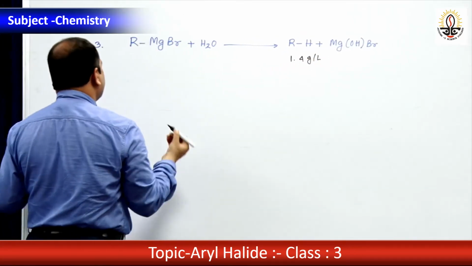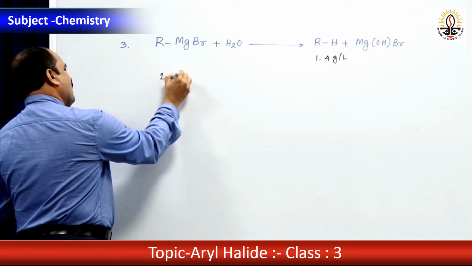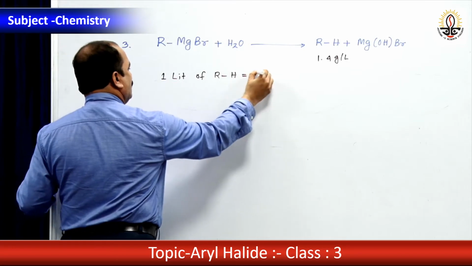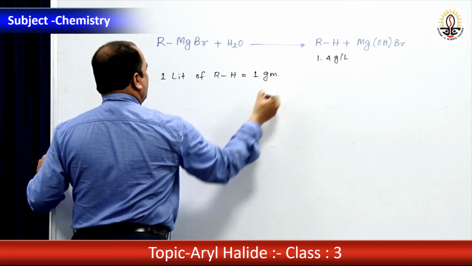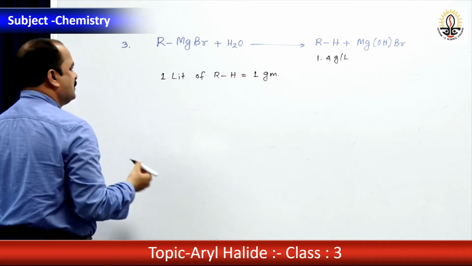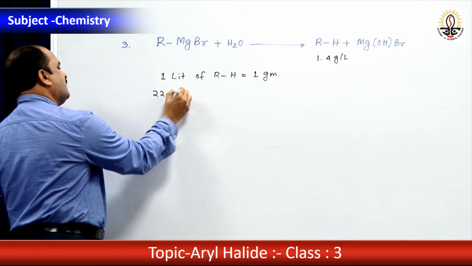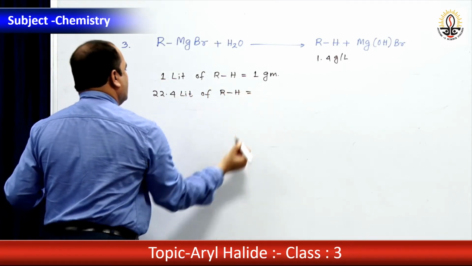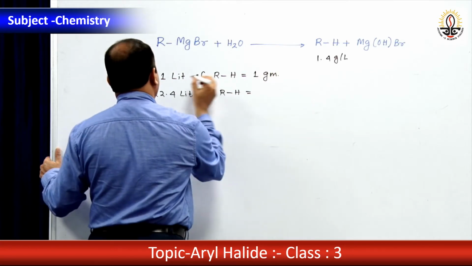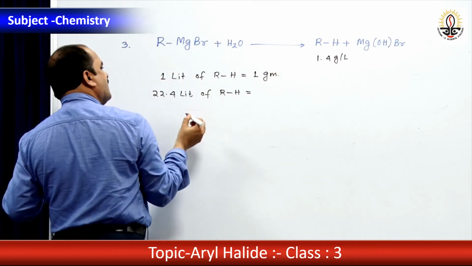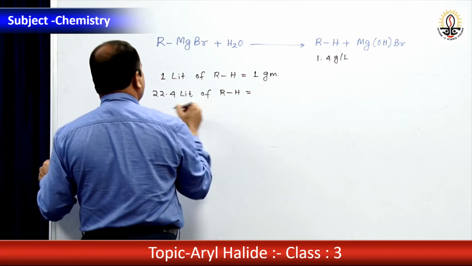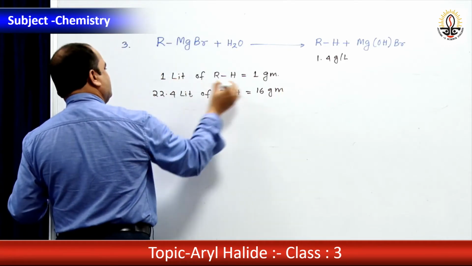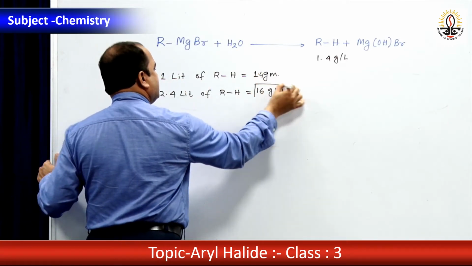It means 1 liter of RH is equal to 1.4 gram. We have to calculate the molecular mass of RH, so we take 22.4 liter of RH. The question gives 1.4 gram per liter, meaning 1 liter contains 1.4 gram. So 22.4 liter of RH contains 32 gram, so the molecular mass is 16.